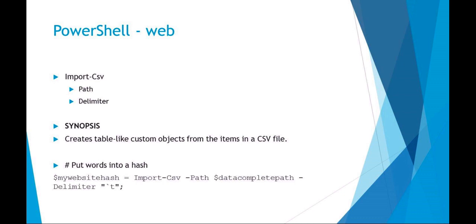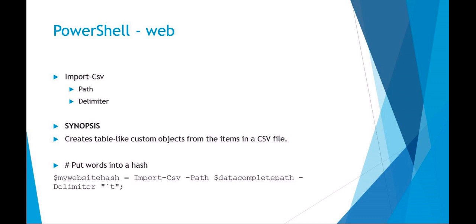Here's another good PowerShell command that you can use. The Import-Csv, or import comma separated value. It's as simple as just giving it the path to load it from, and you can also give this command a delimiter, so it doesn't have to be a comma. You can see down at the bottom, in my example, I'm using a tab delimiter, so it's tab separated values rather than comma separated values.